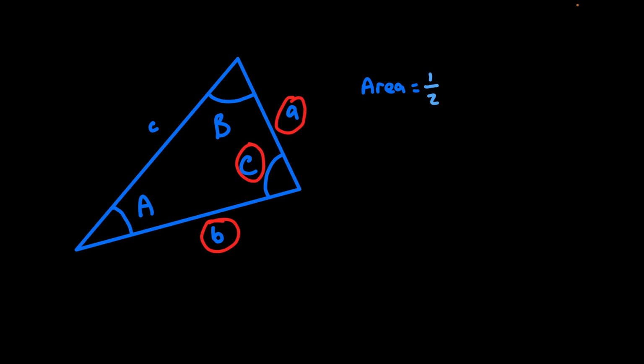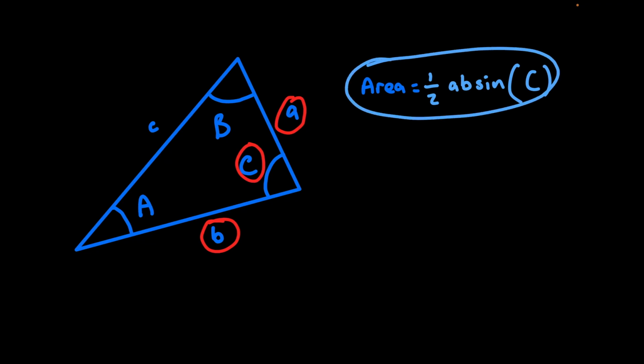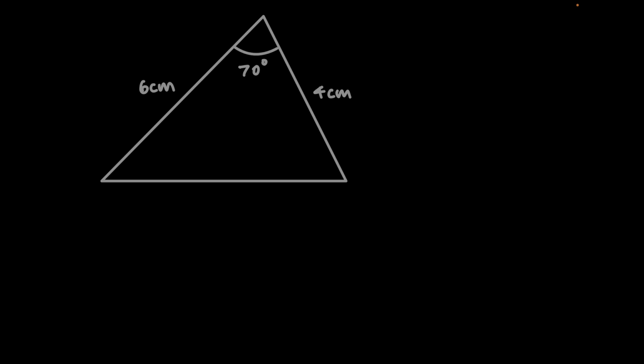The formula is half times AB times the sine of angle C. So times by the angle in between the two sides, and this will give us the area of the entire triangle. So let us go through a few problems now. Okay, this is our first question.